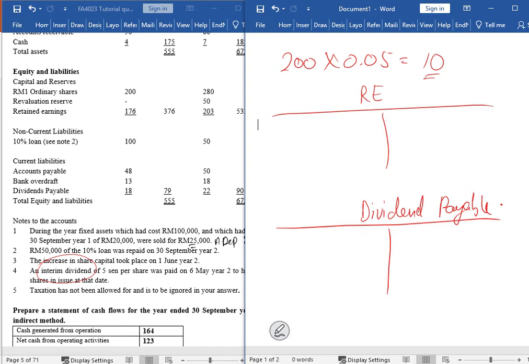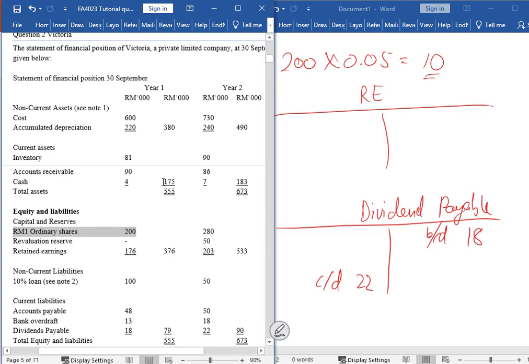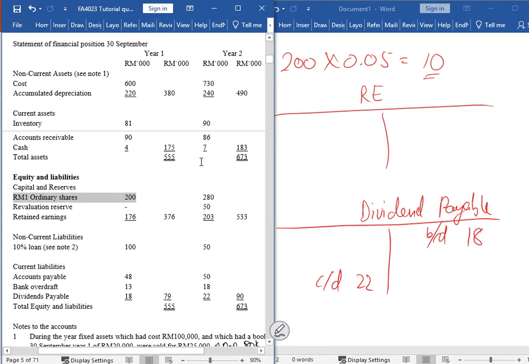Are you guys clear? If you see dividend, it must be these two accounts together. Can you follow? Okay, now dividend payable account, if you look at here, opening is 18 BD, and then closing is 22, right? This is year 1, year 2. So opening 18, closing is 22.